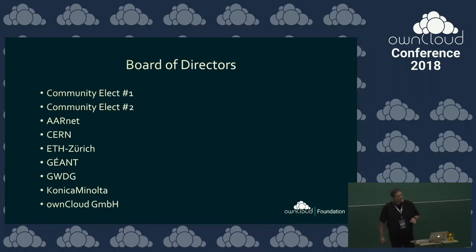It's important to point out, and as you can see, from all these nine people here that have a vote, ownCloud only has one vote. It doesn't have veto power, it doesn't have anything beyond the other votes. So that is the governance model.